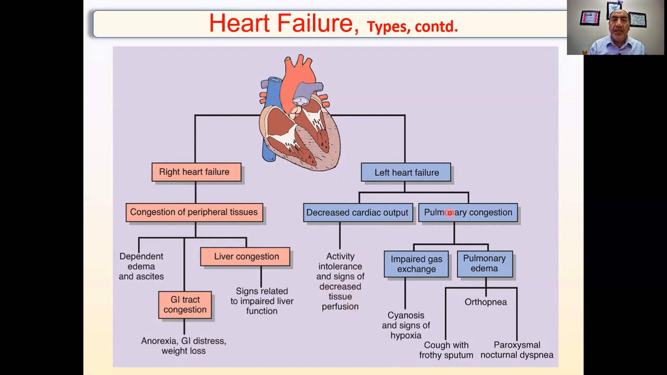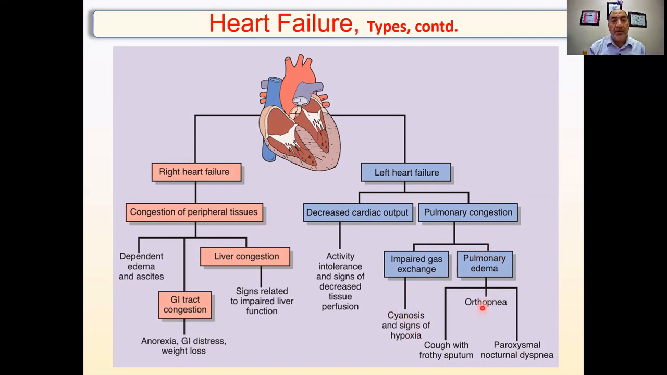Because of the weakness or reduced contractility of the heart, as we said, there will be backup of the blood to the lung. So it's left-sided heart failure. I'm talking about the left ventricle. The left ventricle and left atrium receive the blood from the lung, right? So the blood will back up to the lung, and this will cause pulmonary congestion. This will be associated with impaired gas exchange with signs of cyanosis and hypoxia.